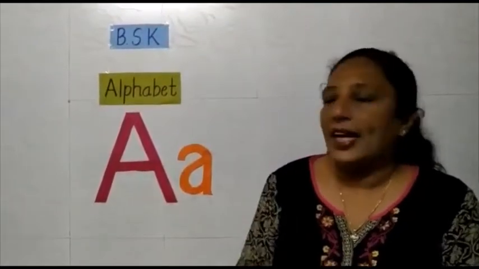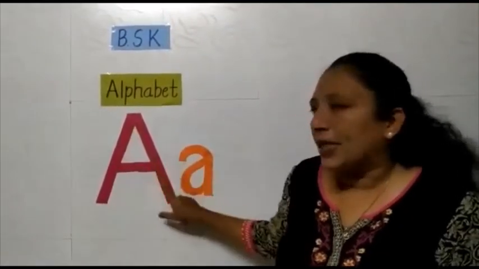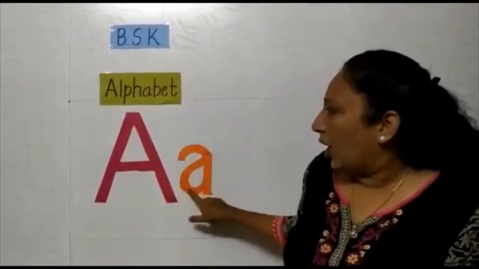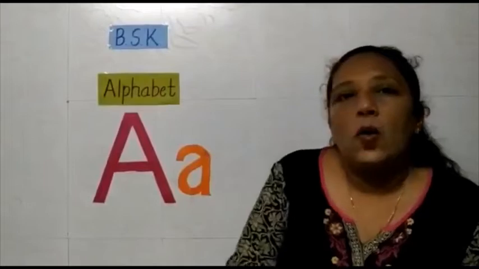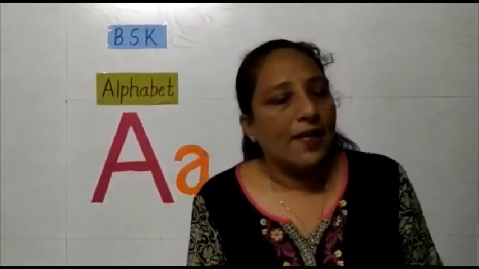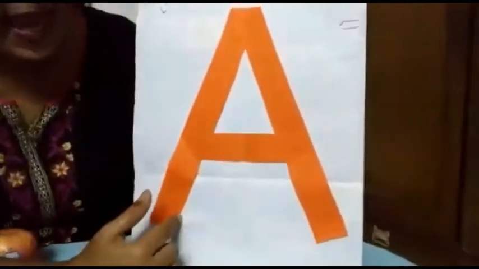Today I'm going to start with alphabet A. Capital A and small a. We're studying now capital A and small a. Now I'm going to see what things start from letter A. See here. This is A.